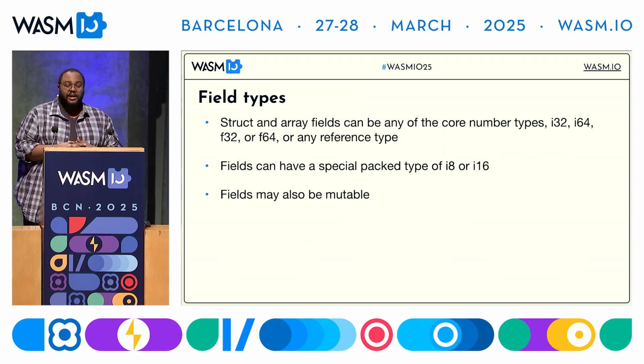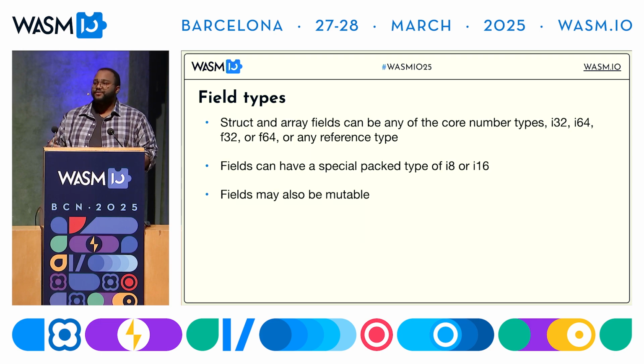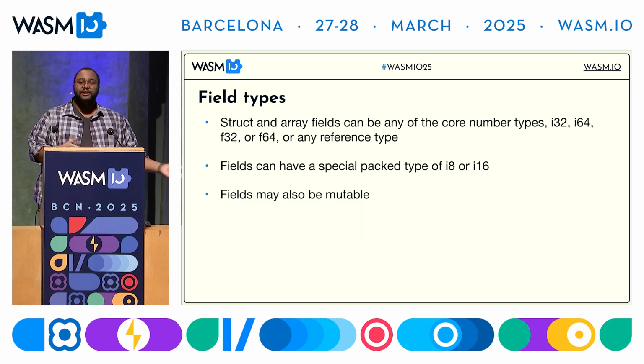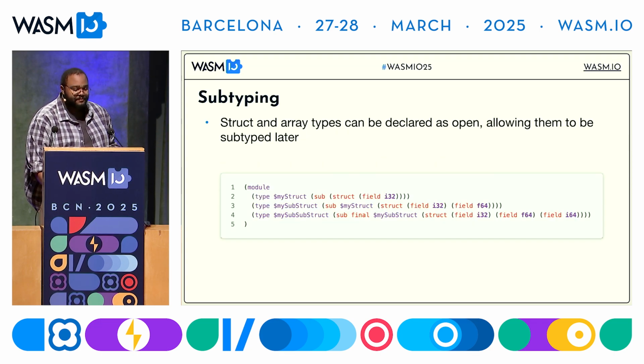The fields of structs and arrays can be any of the core Wasm number types, so I32, I64, F32, F64, or any of these reference types. And fields can have a special packed type, so they can be I8s, I16s. These types were not added to core WebAssembly, so you don't just have new number types that are I8s and I16s. That would complicate much of Wasm. So instead, this is limited to just field types for structs and arrays. And of course, fields can be mutable, so you can have immutable arrays or arrays that are mutable, like array mut I8, for example, is a buffer type. And additionally, any of your struct fields can be mutable.